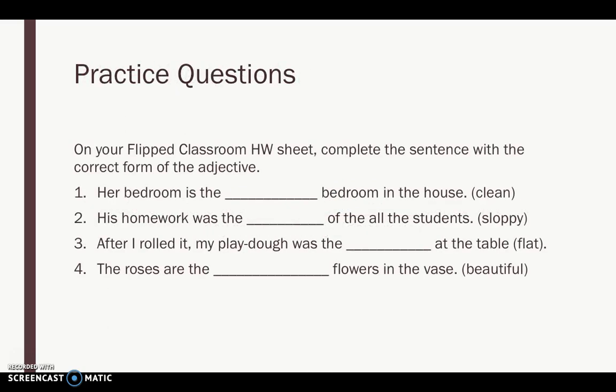On your flipped classroom homework sheet, you're going to complete the sentence with the correct form of the adjective in parentheses. Pay attention to how many syllables it is. If you need to double any consonants, remember we're doing more than 2 nouns, so it's est, iest, est, or most.